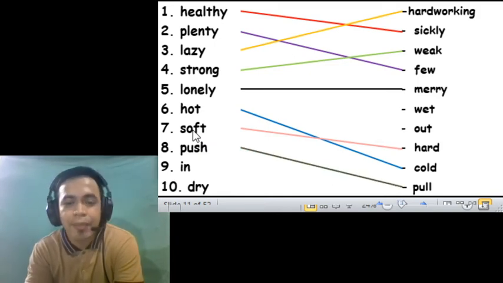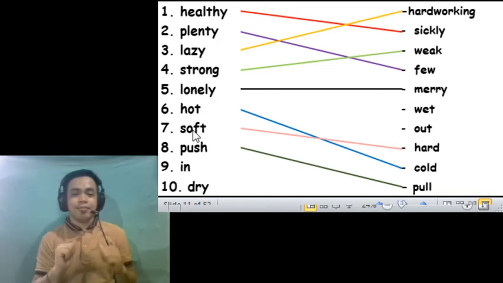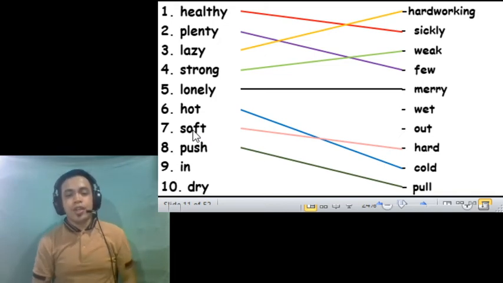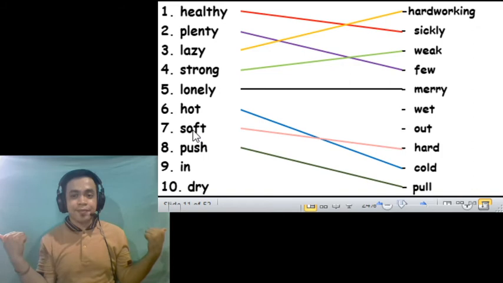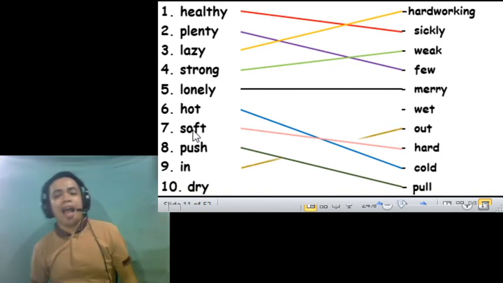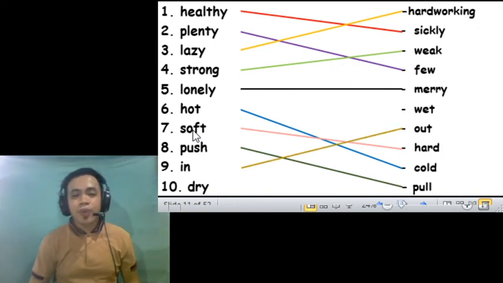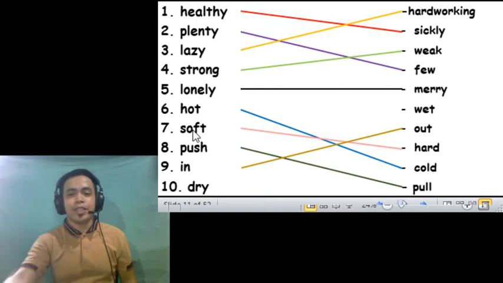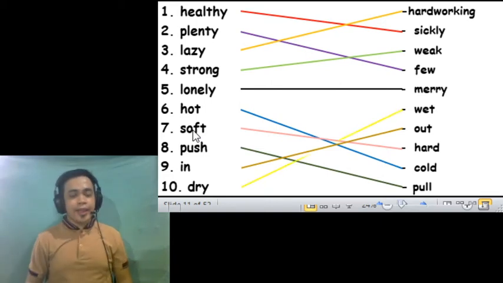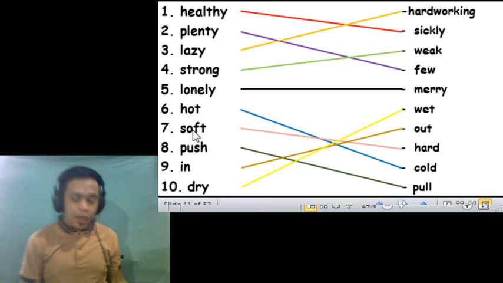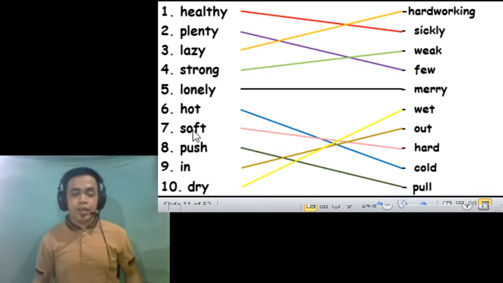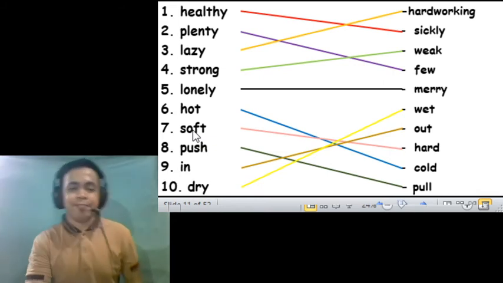Okay. Number 9. In. Sa loob. So the opposite is out. And last one, dry, tuyo. The opposite is wet, basa. Okay, so those are examples of opposite words. Okay, words with opposite meaning.